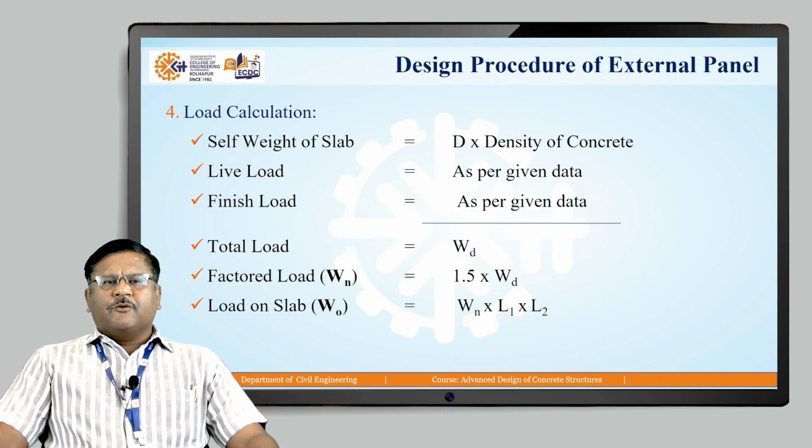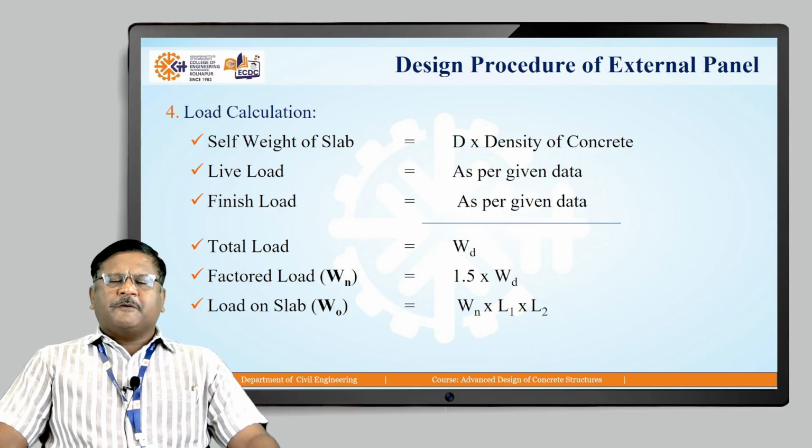After this, you calculate the total load acting on the slab. The steps are the same. Self weight of slab is equal to D, that is overall depth of slab, into density of concrete. If not given, assume 25 kilonewton per meter cube. Then live load, finished load. If not given, then calculate as per IS 875 part 2.